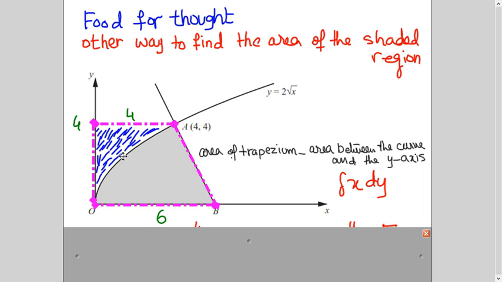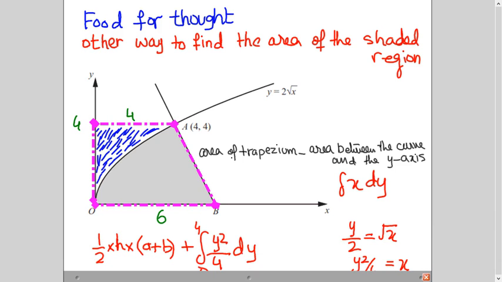Now do remember, whenever you find area between the curve and the y-axis, from the equation, you have to make x a subject, right? I hope you remember this thing. So if you make x a subject, what will it become? Can you do mentally? It will become y square over 4. And limits will be 0 to 4. So I'm just giving you one more piece of information and then you can try it yourself if you want later on.